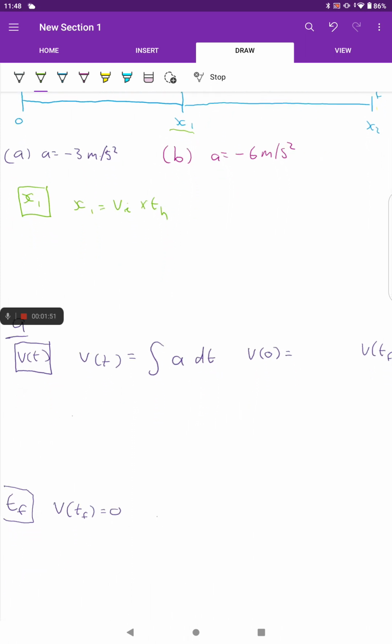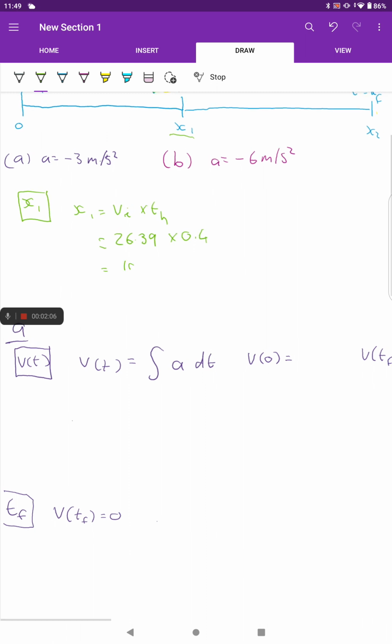Now, x1 is going to be equal to our initial velocity of 26.39 meters per second, of course, times 0.4, which is the human reaction time. And this is 10.56 meters, so that is x1. Now, x2 will differ depending on whether we are answering question A or B. So let us answer question A together.